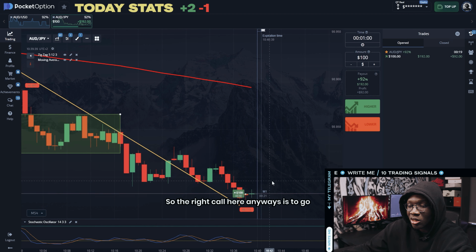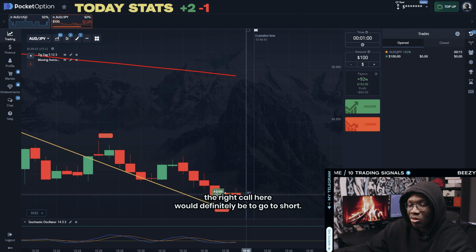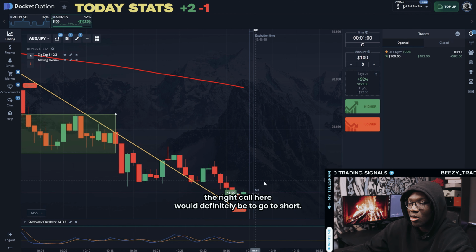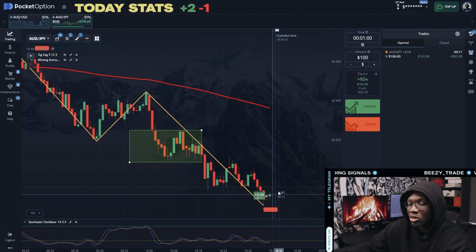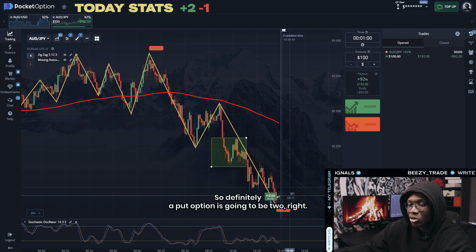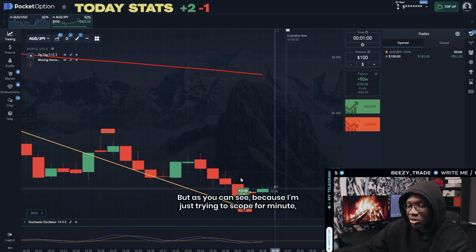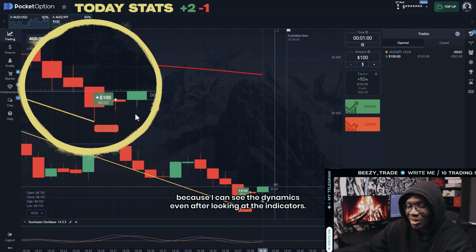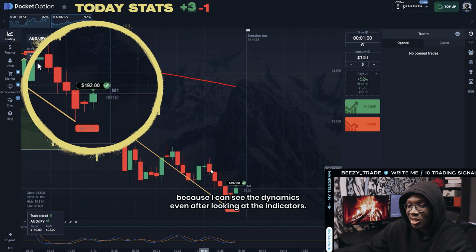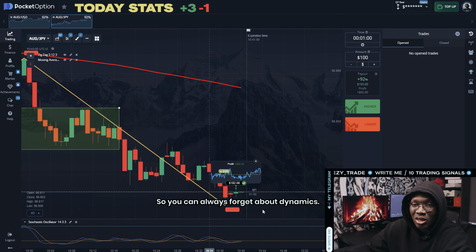So the right call here anyways, if you're going to do longer time frames, the right call here would definitely be to short this. So definitely a put option is going to be the right one. But as you can see, because I'm just trying to scalp for a minute, I'm able to enter because I can see the dynamics even after looking at the indicators. So you can't always forget about the dynamics.